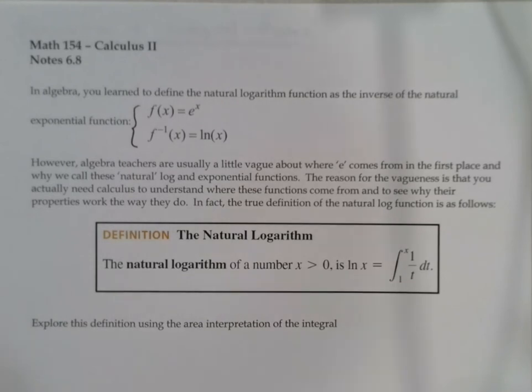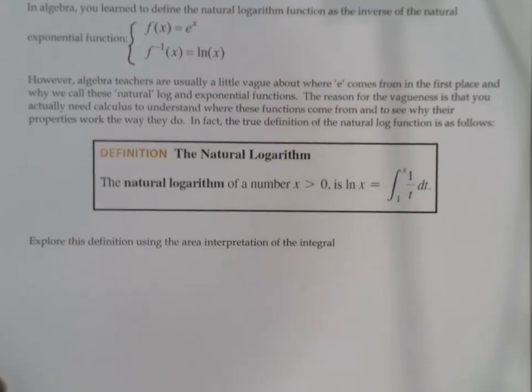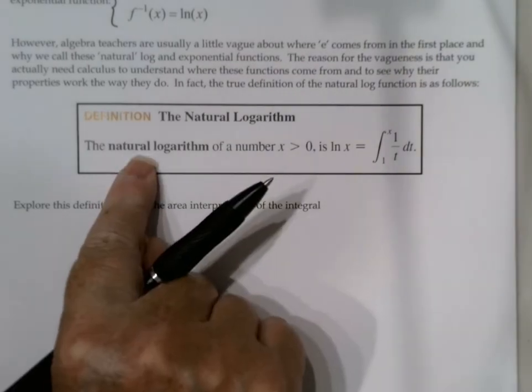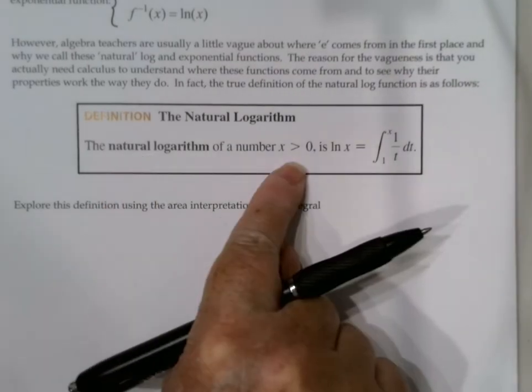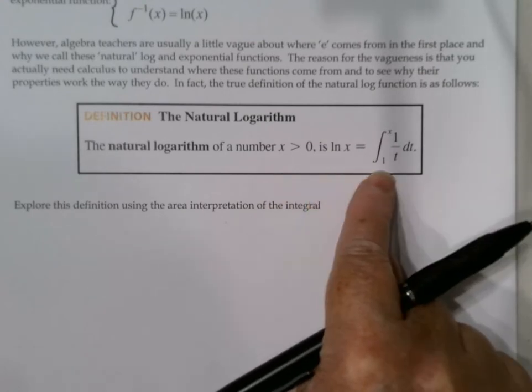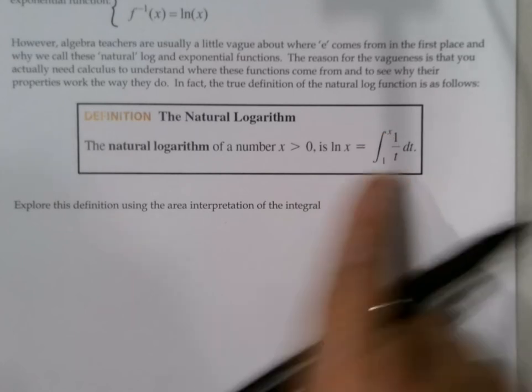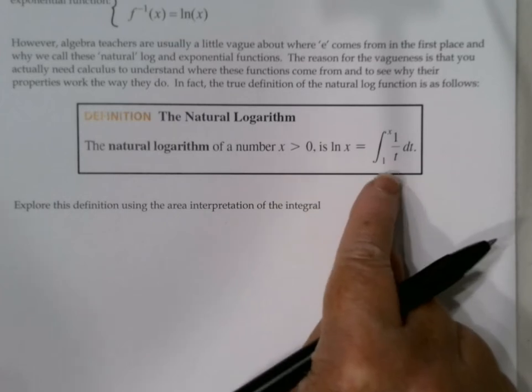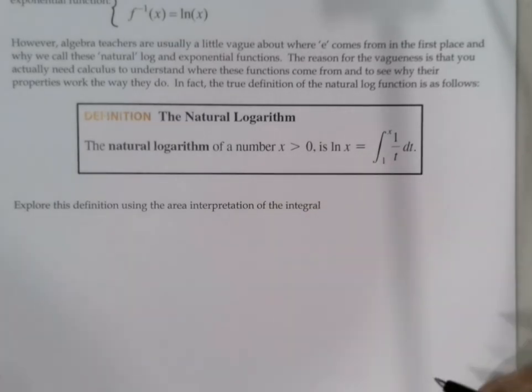The true definition of the natural log function is an integral. The natural log of any number x greater than 0 is defined as the integral from 1 to x of the function 1 over t dt. What does that integral really mean? Well, the integral is an area under a curve, right?